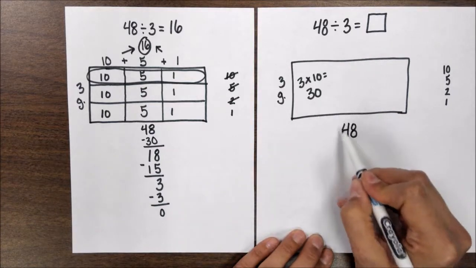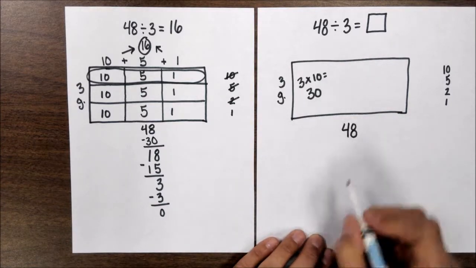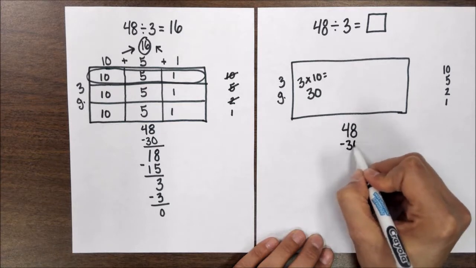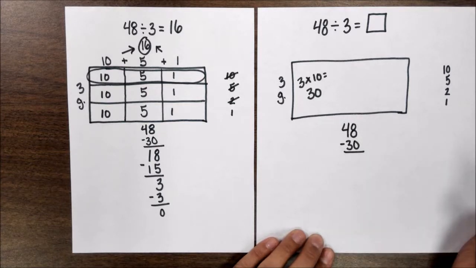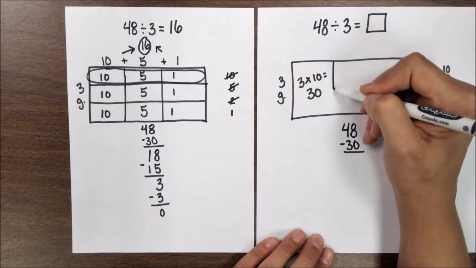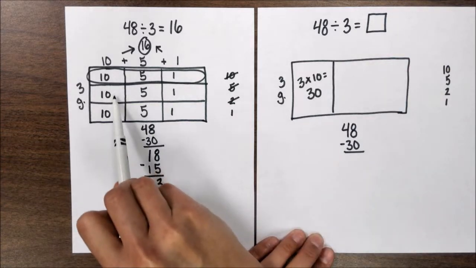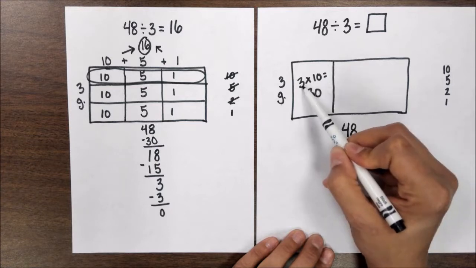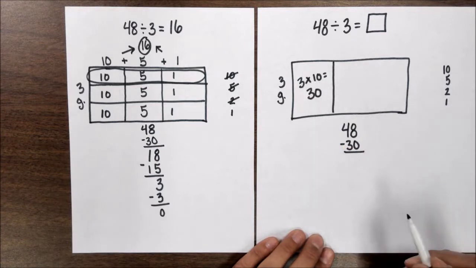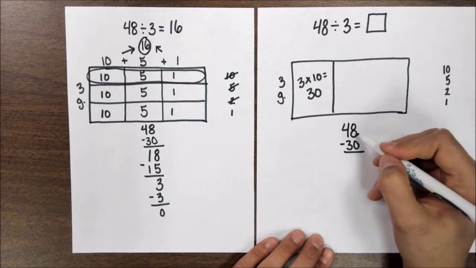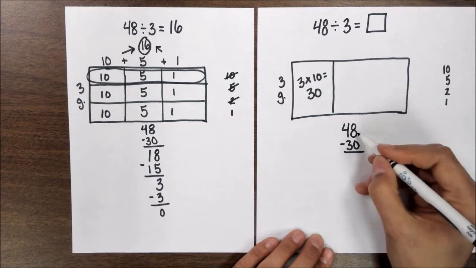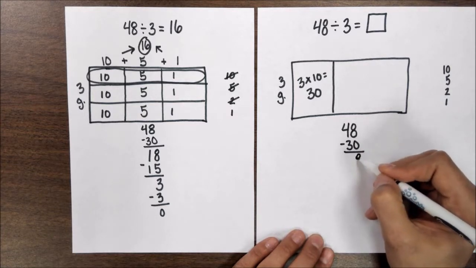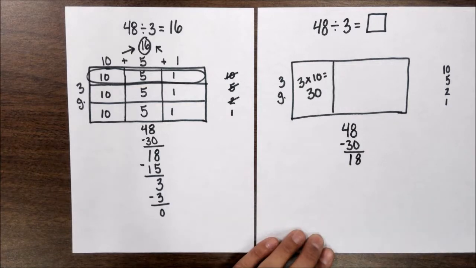I've taken from the 48 and shared 30 into these groups, so I will remove those 30 that we shared into the three groups. Our three groups of 10 is now represented with 3 times 10, or 3 groups of 10 is equal to 30. And we'll go ahead and subtract those away because they've been shared into the groups. We have 18 left to share.